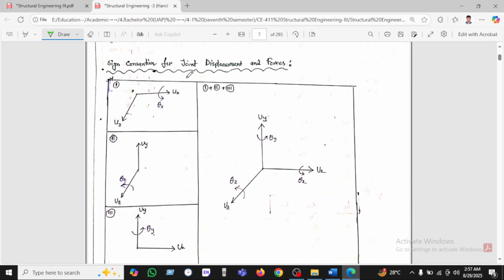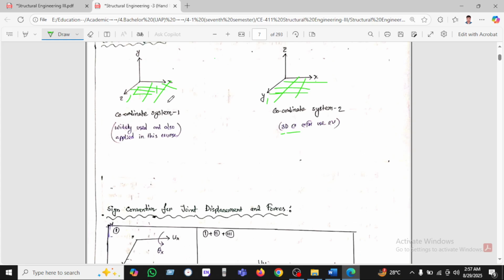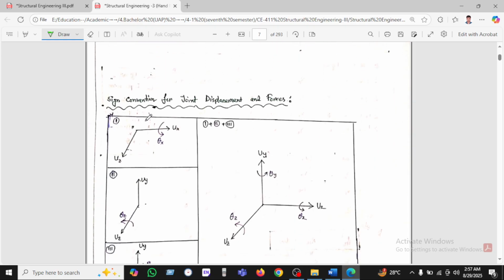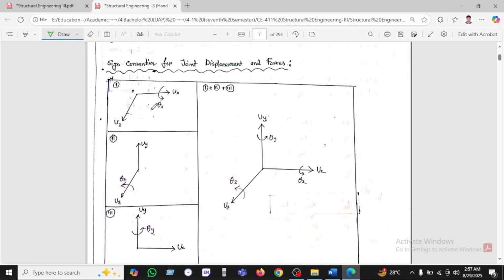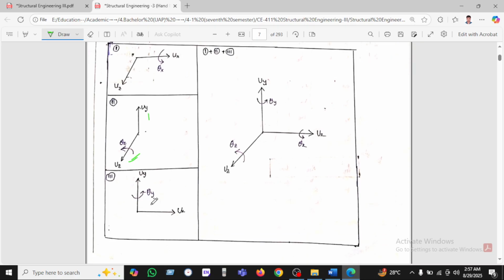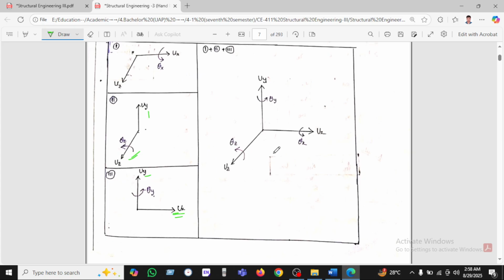Okay, now we can see the sign convention for joint displacement and forces. We have been seeing the x and z axes in this diagram. This is the x and this is the z axis. If you rotate about the x axis, and we have been seeing here the z and y, so the rotation is in z. Another one we can see here, x axis and y axis vertical, and rotating about the y axis.